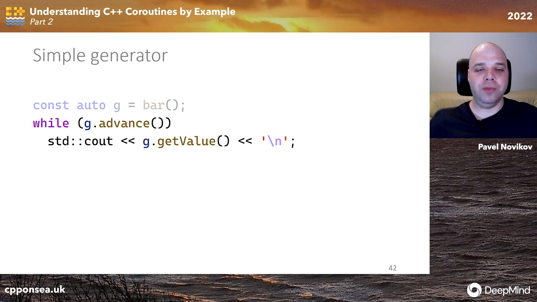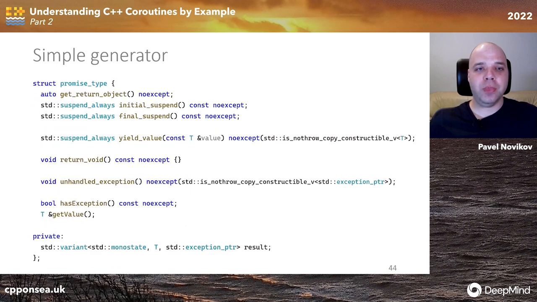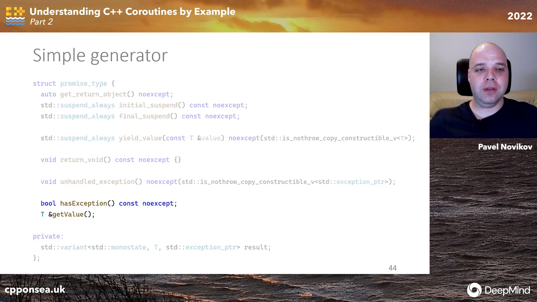We have to always call advance first. And if advance returns true, we are able to call get value to extract the yielded value. So let's start with the promise type. These are the things that have to be changed.